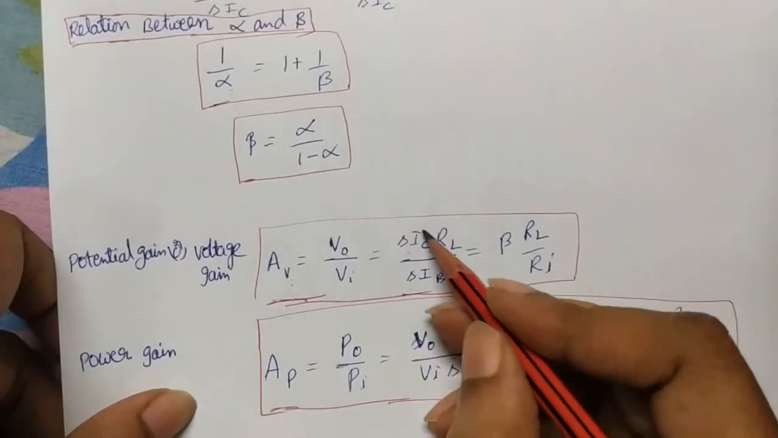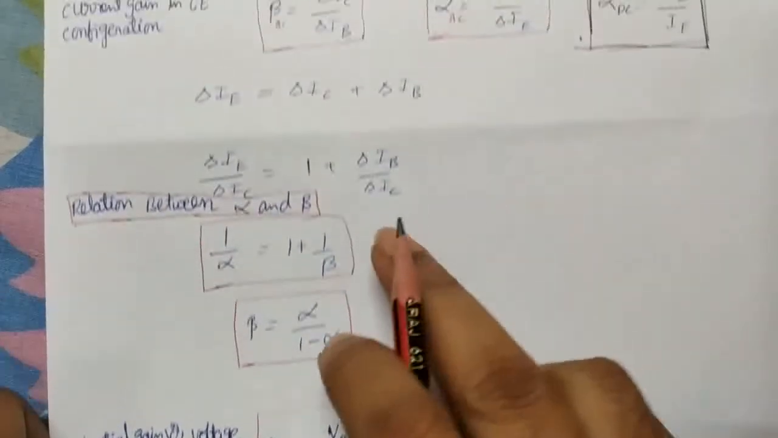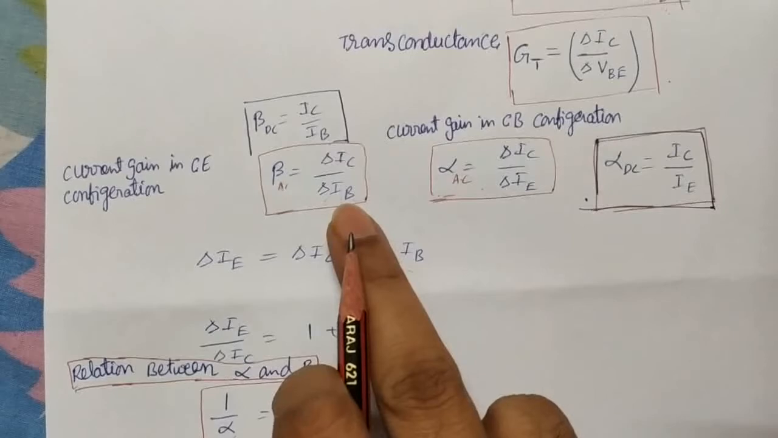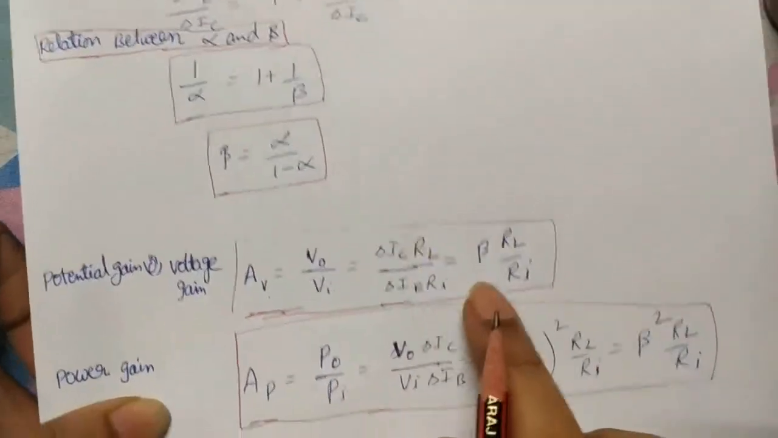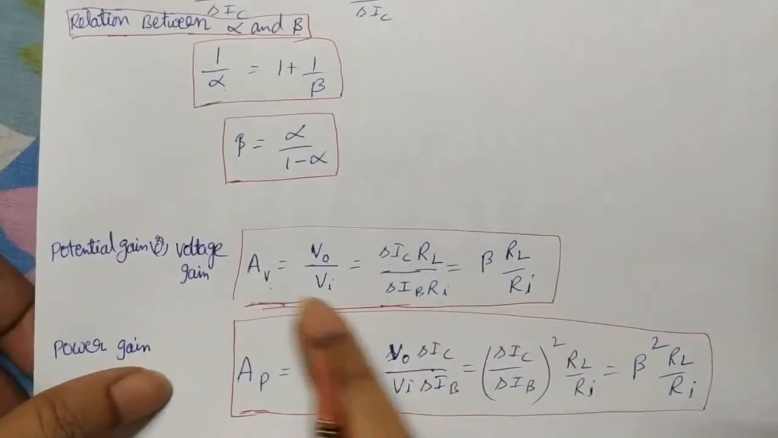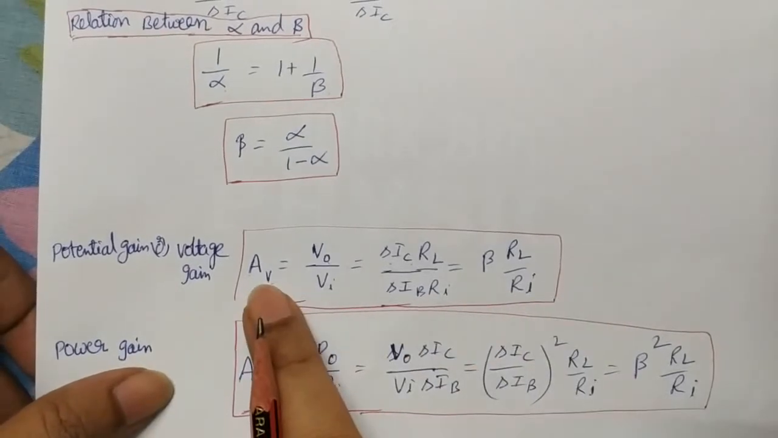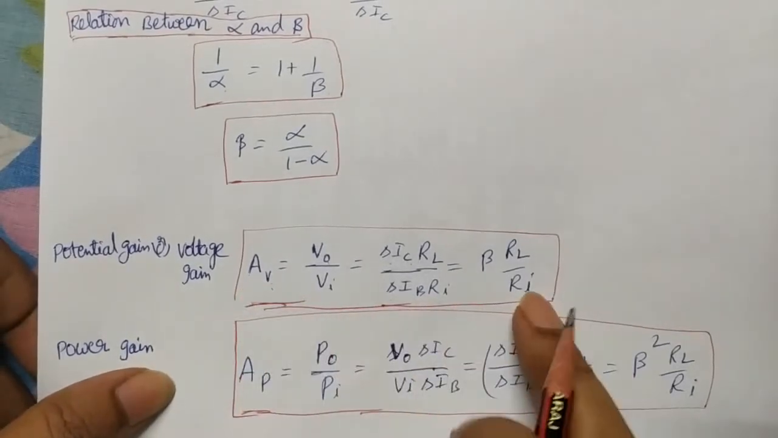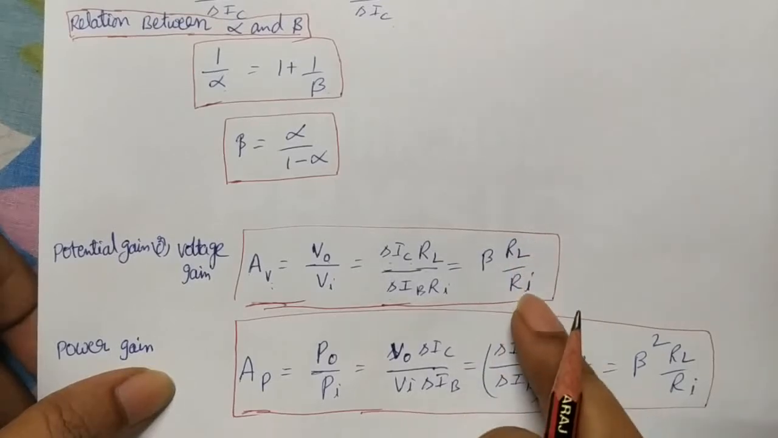This already we know, delta IC by delta IB is beta only. That we can write here. So beta RL by RI gives voltage gain. AV means amplification of voltage or voltage gain. Beta into RL by RI.